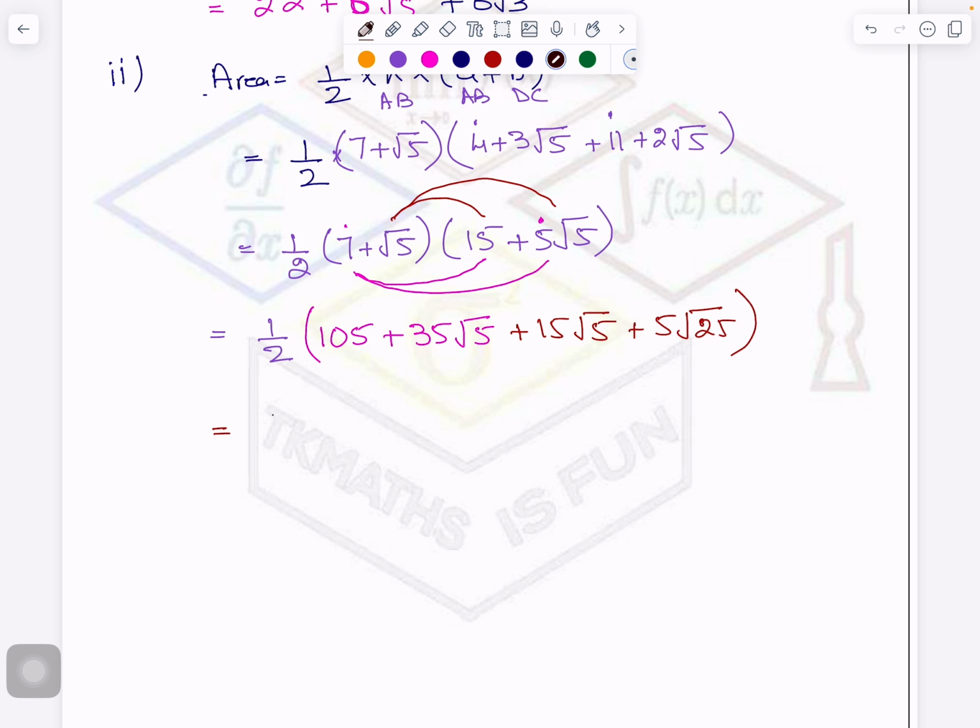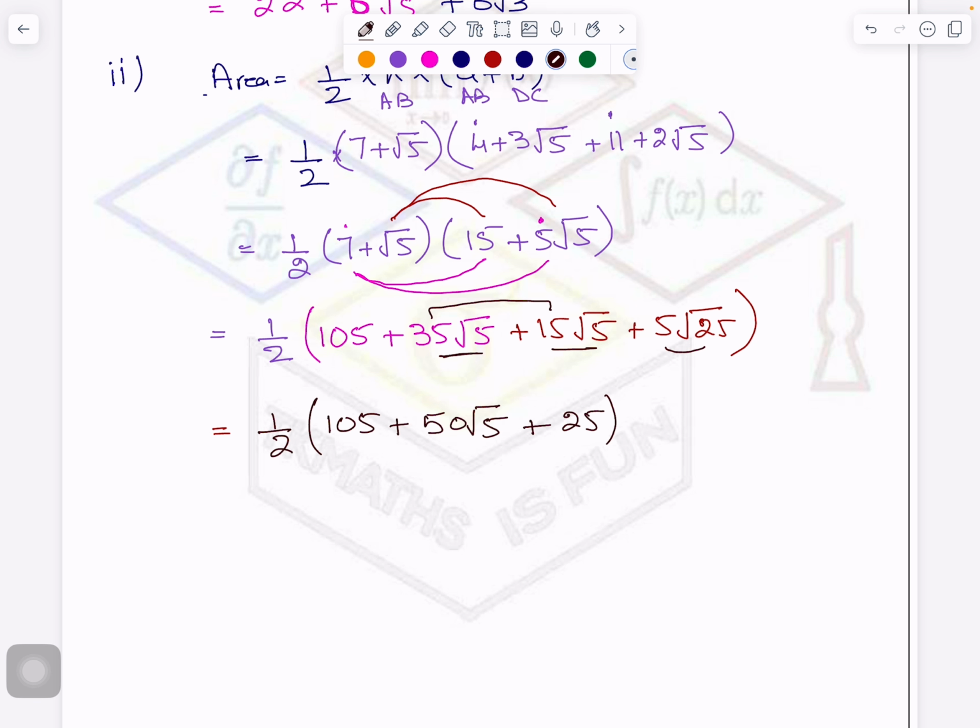105. By the way, these terms have root 5, so I can add the rational numbers as we have seen in addition and subtraction. So 35 plus 15 is what? 50. And this is 5 times 5, because root 25 is 5. So 5 5s are 25.